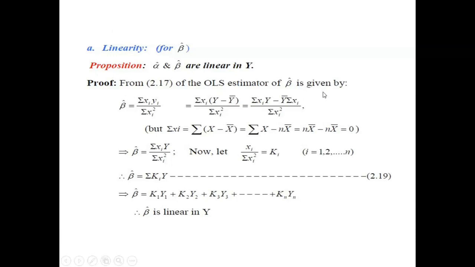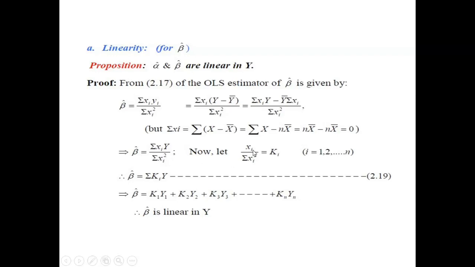From equation 2.17, the OLS estimator of beta is given by summation of xi yi over summation of xi square, which is summation of xi (y minus y bar) over summation of xi square. This is equal to summation of xi times y minus y bar summation of xi, over summation of xi square. But here summation of xi, meaning x minus x bar, is equivalent to nx bar minus nx bar, which will be 0. Therefore beta hat is simply summation of xi y over summation of xi square.